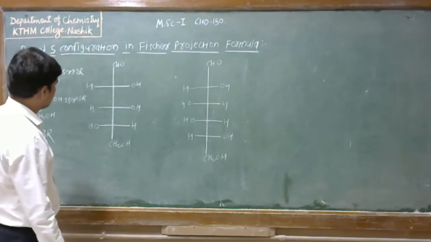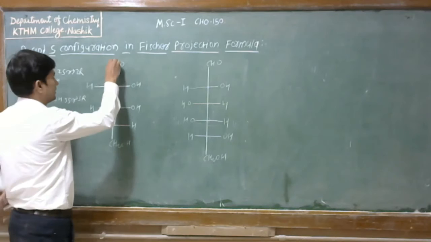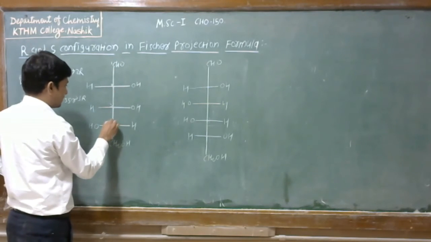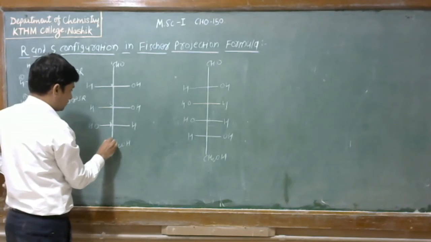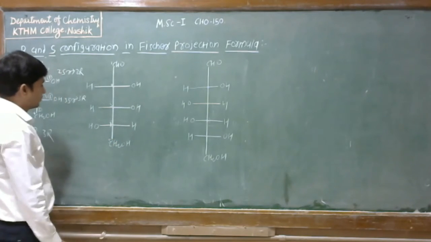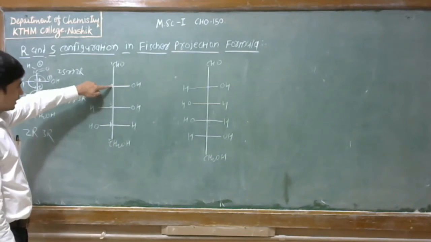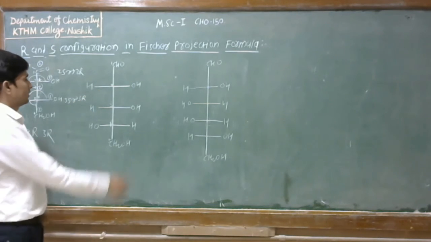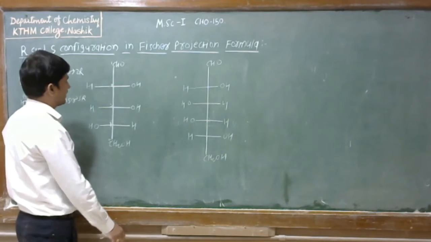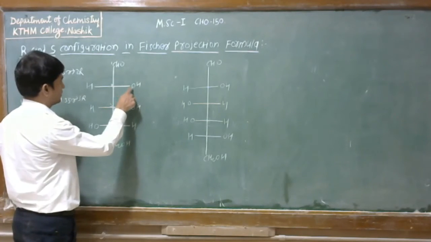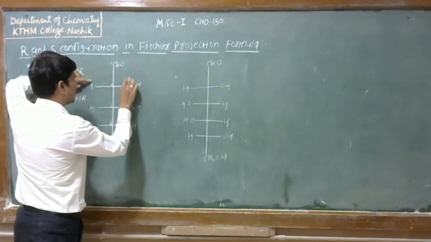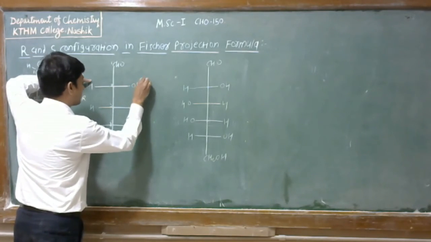Now, in case of the second example, see, this is carbon number 1, carbon number 2, carbon number 3, carbon number 4, and carbon number 5. Now, see, carbon numbers 2, 3, and 4 are the chiral carbon atoms. In case of the chiral carbon atom 2, there is 1 oxygen, 2 carbon atoms, and 1 hydrogen. So this hydroxyl group has first priority.